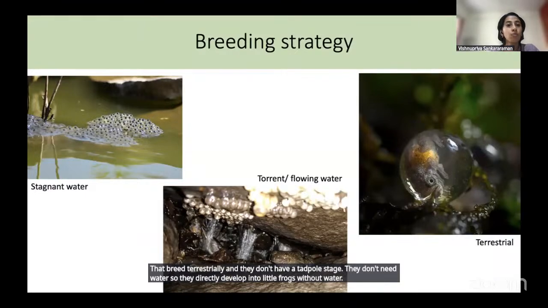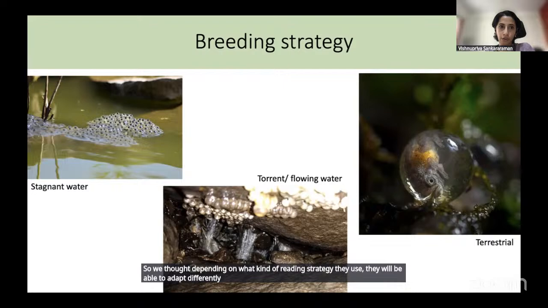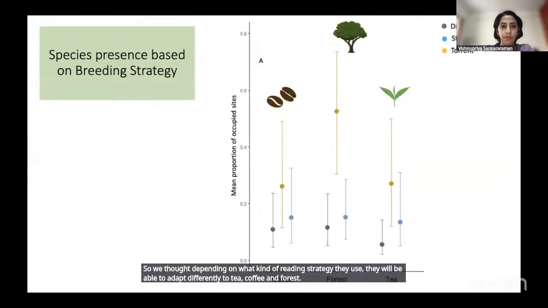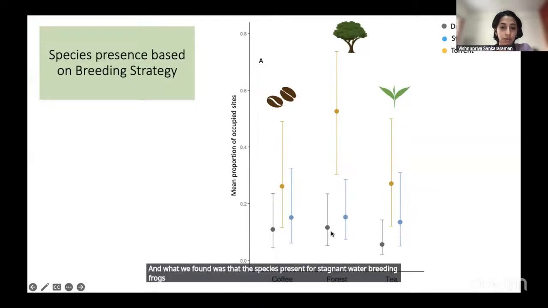So we thought, depending on what kind of breeding strategy they use, they will be able to adapt differently to tea, coffee, and forests. And what we found was that the species present for stagnant water breeding frogs and the direct developing terrestrial frogs was actually not very different.